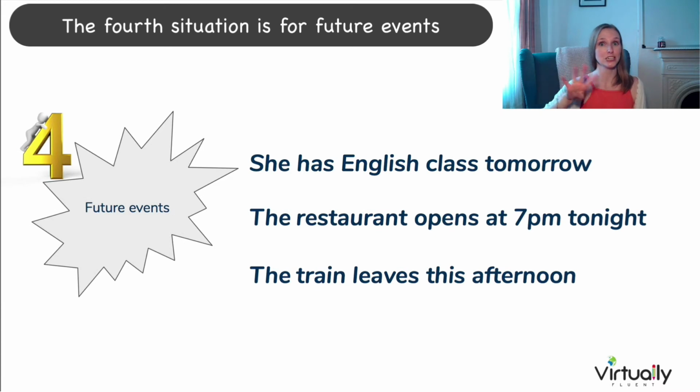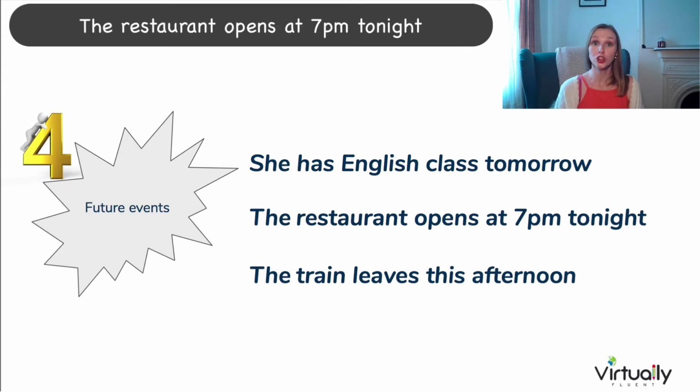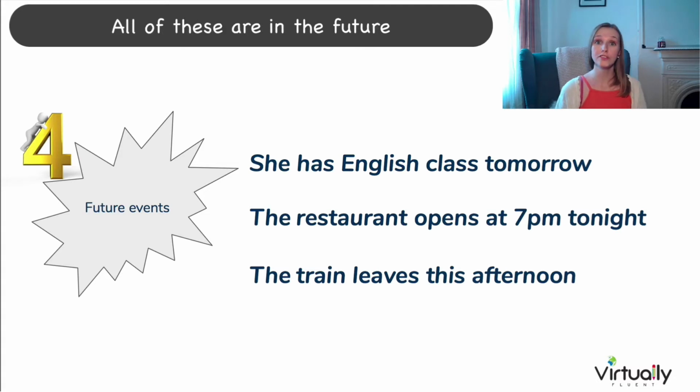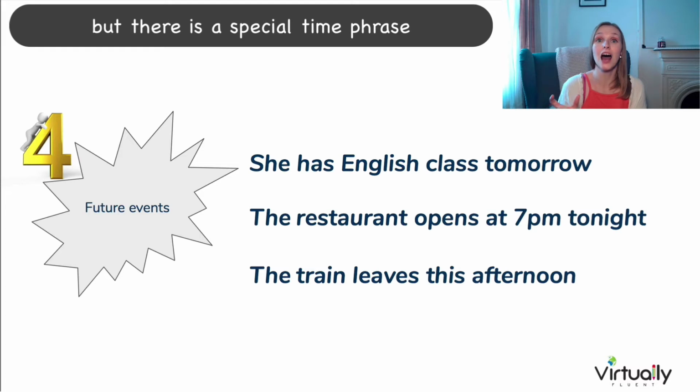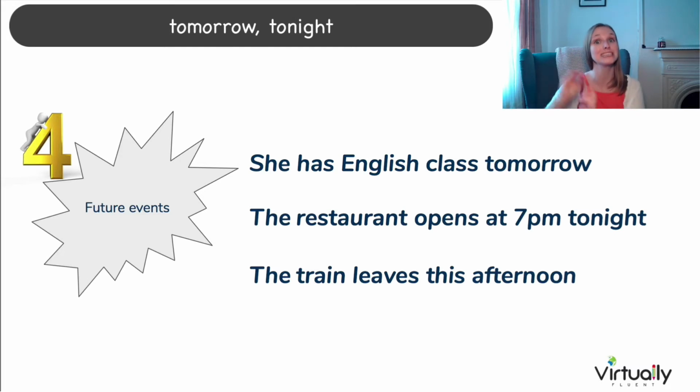The fourth situation is for future events. For example, she has English class tomorrow. The restaurant opens at 7 p.m. tonight, and the train leaves this afternoon. All of these are in the future, but there is a special time phrase that helps us explain this is in the future. Tomorrow, tonight.